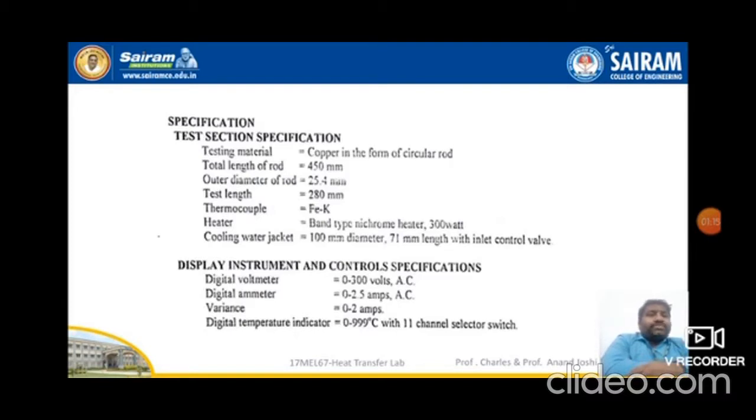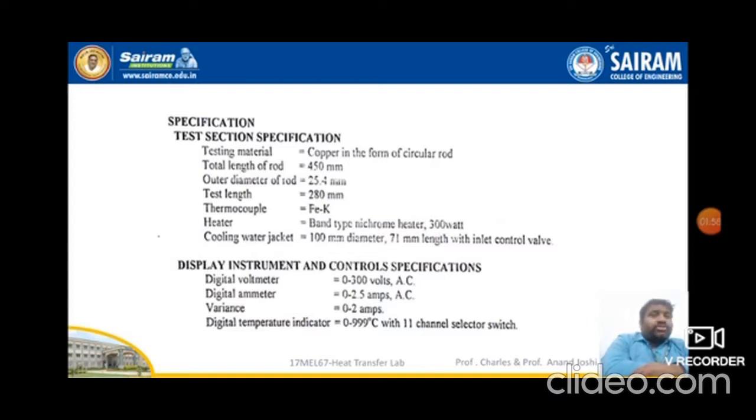Here some specifications of the test section are given. The testing material is copper in the form of a circular rod. The total length of the rod is 450 mm, the outer diameter of the rod is 25.4 mm, and the test length is 280 mm. The thermocouple is iron chromium, or FeK, and the heater is a band type nichrome heater of 300 watts, with a cooling water jacket of 100 mm diameter and 71 mm length with an inlet control valve.